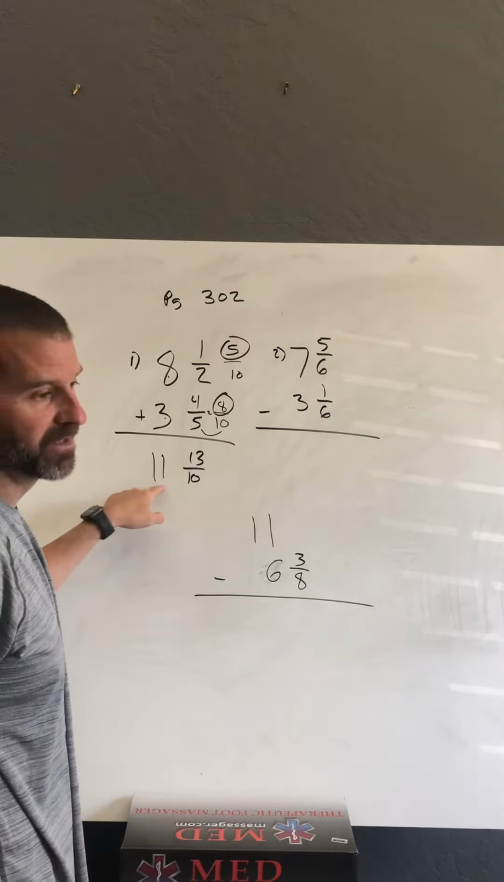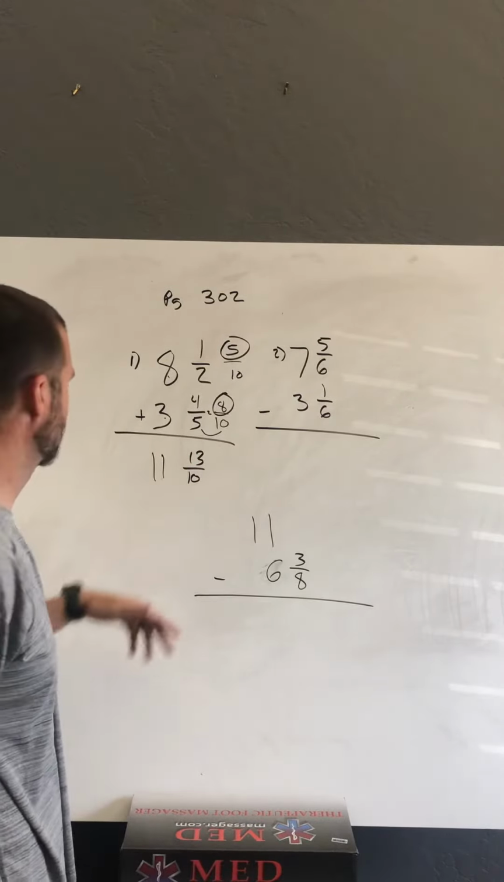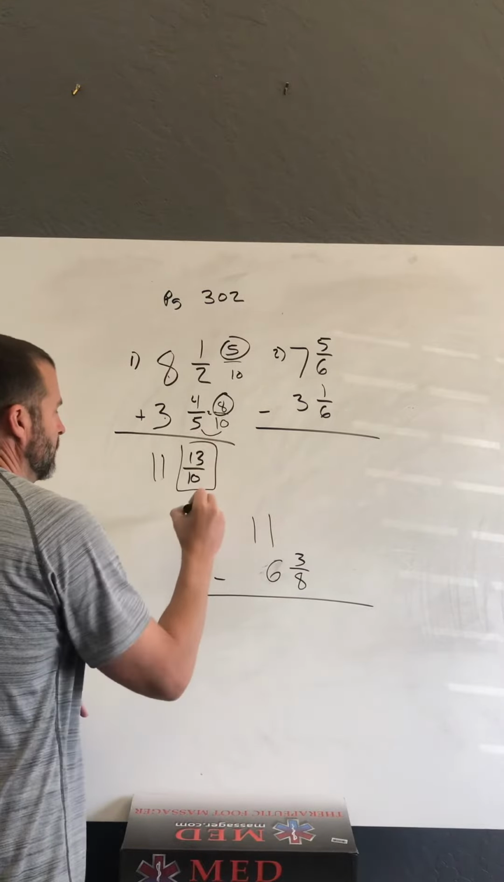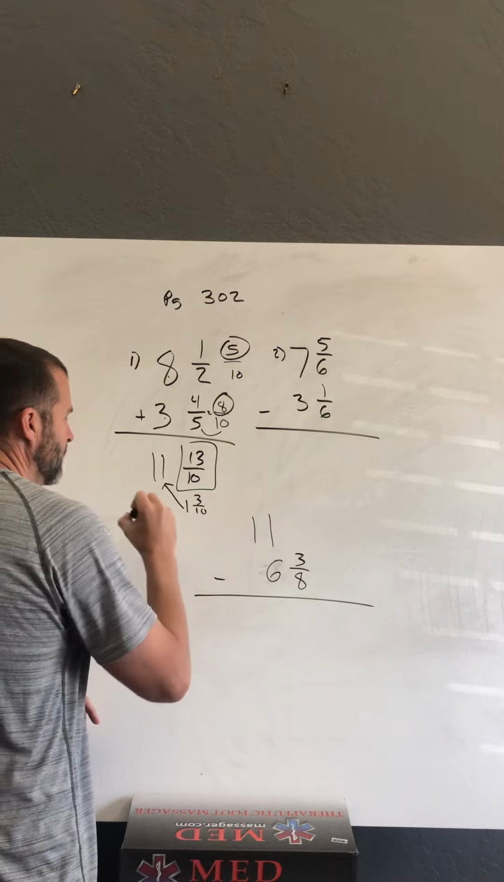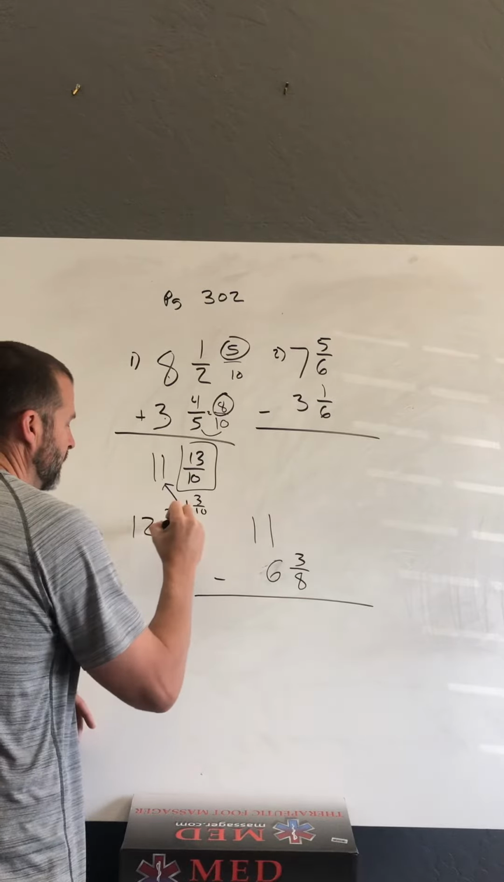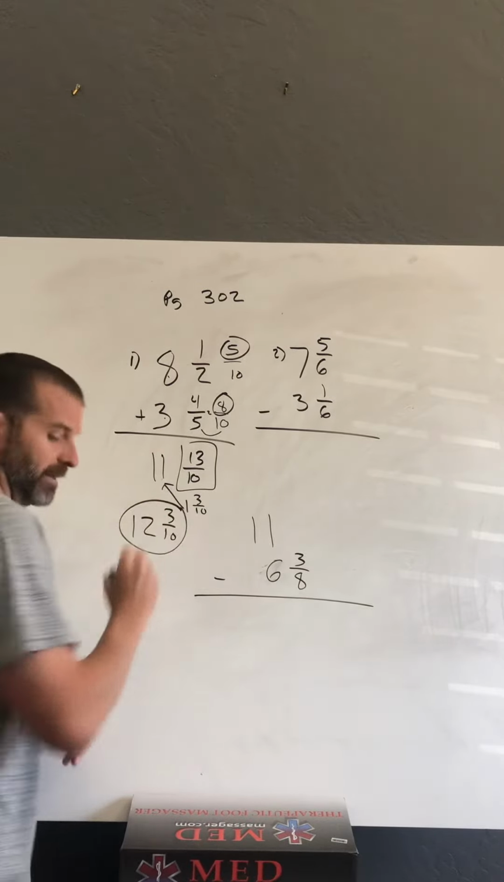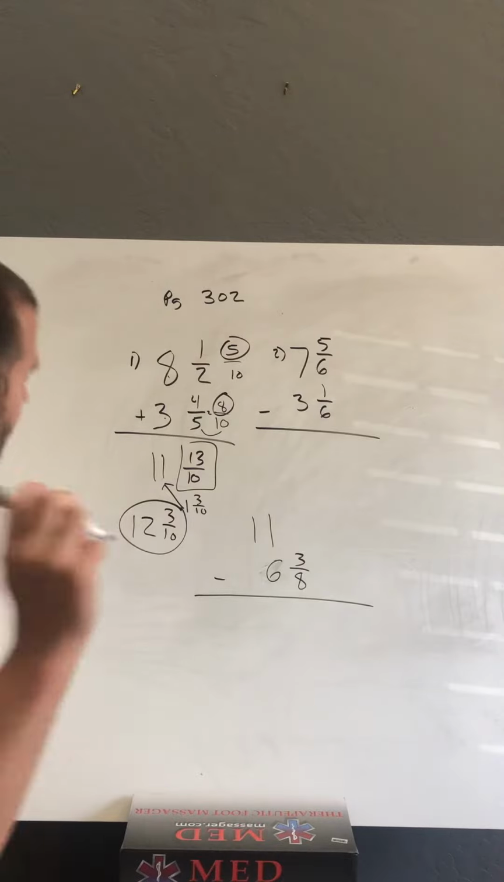You can't have a mixed number with a whole number with an improper fraction. So we're going to change this guy right here, remember, to 1 and 3/10. And we'll add that 1 to the 11. So our final answer should be 12 and 3/10. How'd I do? Did I get the answer right? I did, 1 for 1.